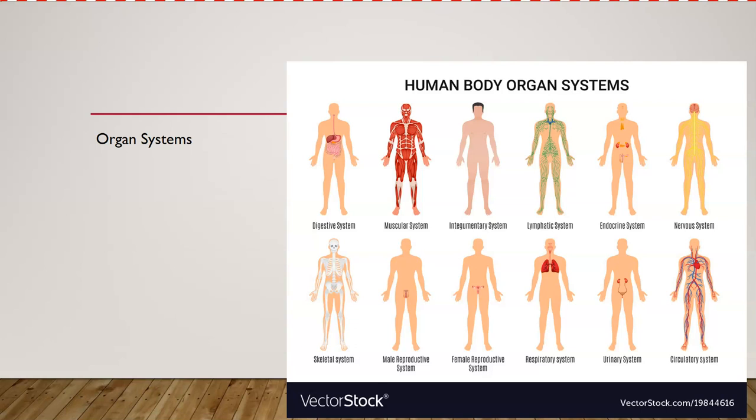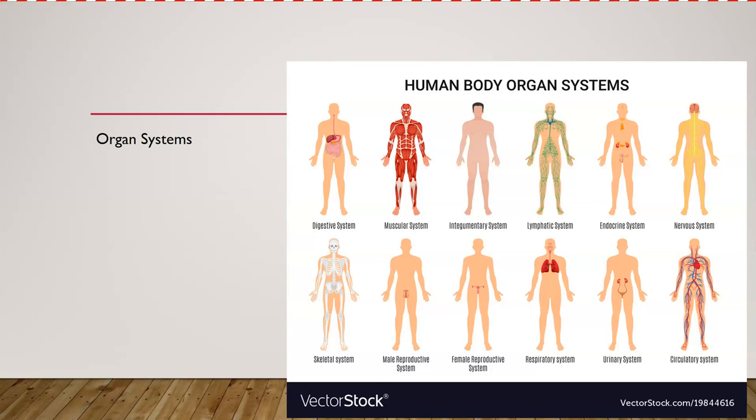Muscular system helps us move. The integumentary or skin protects us, keeps water in, keeps chemicals and things out. Lymphatic system controls body fluid levels. The endocrine system is our hormones, so it controls a myriad of things. The nervous system is about sending messages. The skeletal system keeps us together. The male and female reproductive organs we've talked about, the respiratory gaseous exchange, urinary water, and the circulatory system, the control of the movement of blood and fluids around the body.